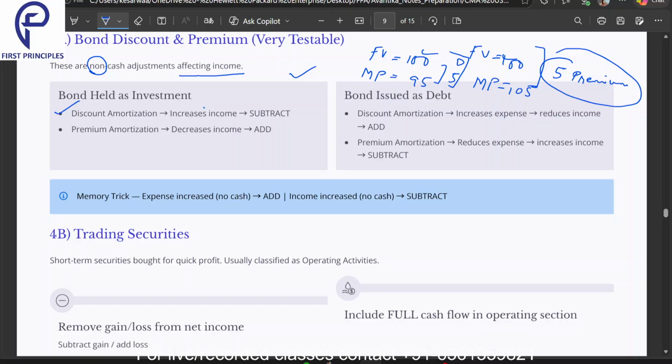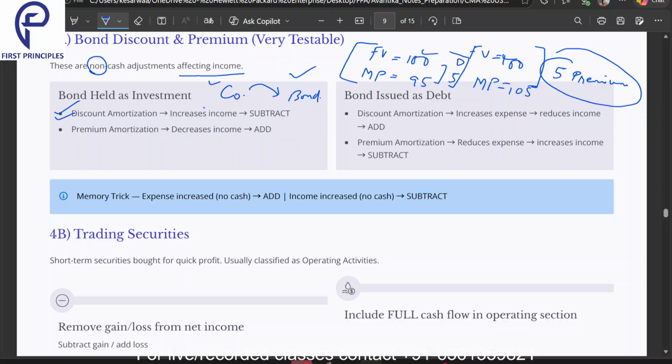Now bond held as investment: that means the company is the investor, and the company bought someone else's bonds. In that case, the company will earn interest income. So think from the investor's angle. We will have the discount amortization. The company bought the bond at a discount, so every year the discount gets reduced because interest becomes higher, meaning income increases. Do we have any extra cash coming in? No, only the accounting is getting impacted. Therefore income increased because of a non-cash adjustment.